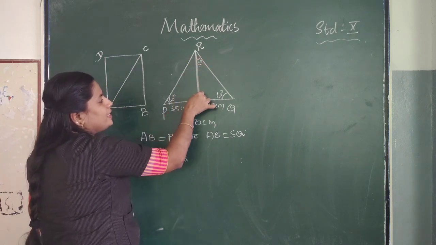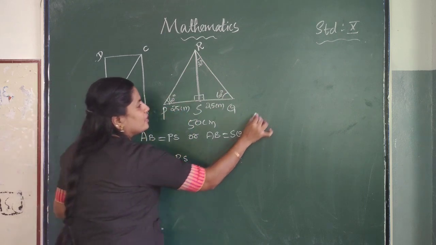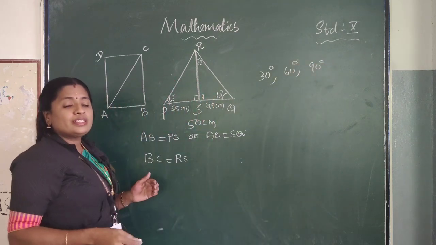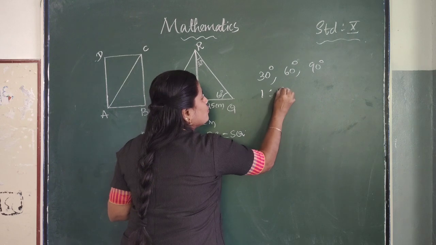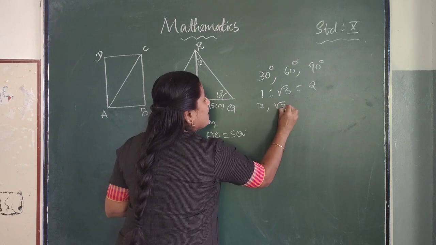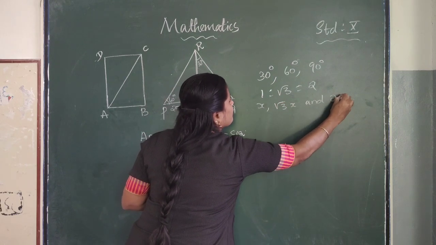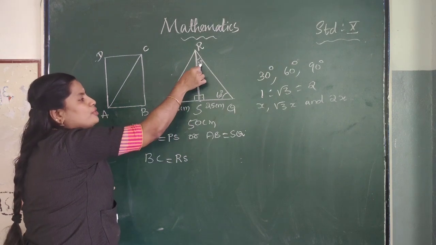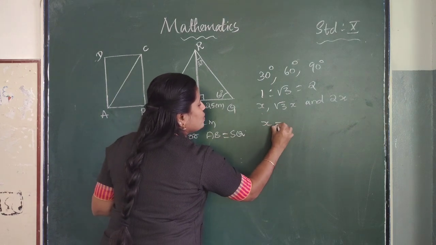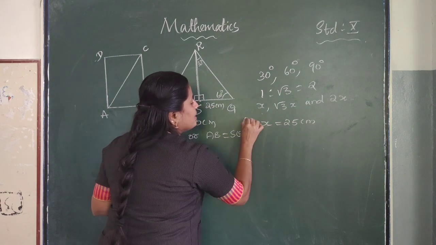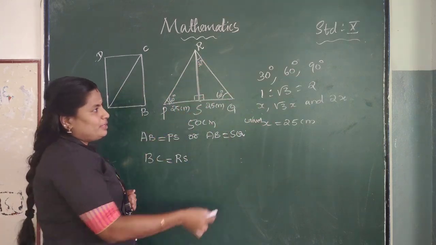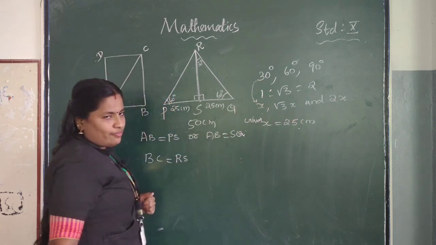Then 30 degree, 60 degree, 90 degree. The opposite sides are in the ratio 1 is to root 3 is to 2. Okay, or x, root 3x and 2x. Okay, so here given opposite of 30 degree is 25 centimeter. That means x equal to 25 centimeter.